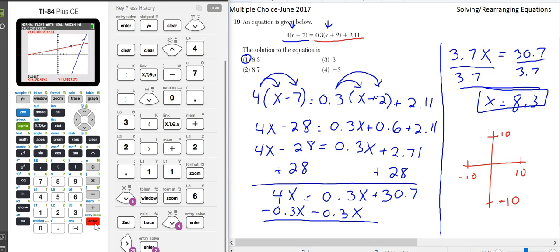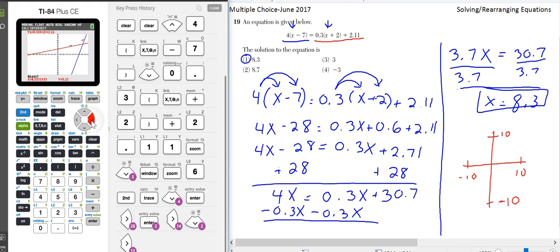Now the calculator wants us to predict, to tell it where we think it intersects. So let's scroll over to there. And right over there is where they intersect. That's where we guess it intersects. Let's press enter. The calculator tells us that the x-coordinate of the intersection is x equals 8.3, which is what we got when we solved it algebraically, and that's the answer to the question. If we hadn't solved it before, this would be an easy way to do it.